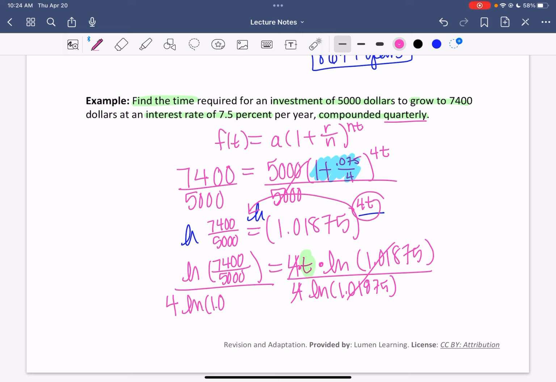Now, this is where your calculations, you need to be very detail oriented. Be careful. Don't use rounded values till you get to the very end. You can plug this into your on-screen calculator, and that would give you a value of 5.28. So this means after 5.28 years, our $5,000 investment, compounded quarterly at 7.5%, has grown to $7,400. So these problems are a little bit more involved. Take your time. Seek help if you need assistance.